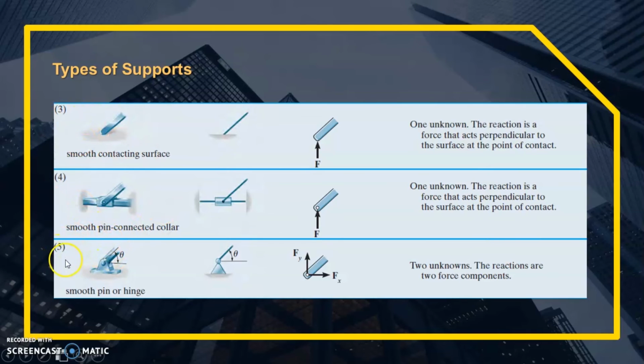And we have also number 5, smooth pin or hinge. Ito yung idealized symbol niya. Then yung reactions niya, meron tayong 2 unknowns na. The reactions are 2 force components. So meron tayong Fy and Fx. Yung Fy, a force along the y-axis or the vertical axis. Then yung Fx, for horizontal force along the x-axis.